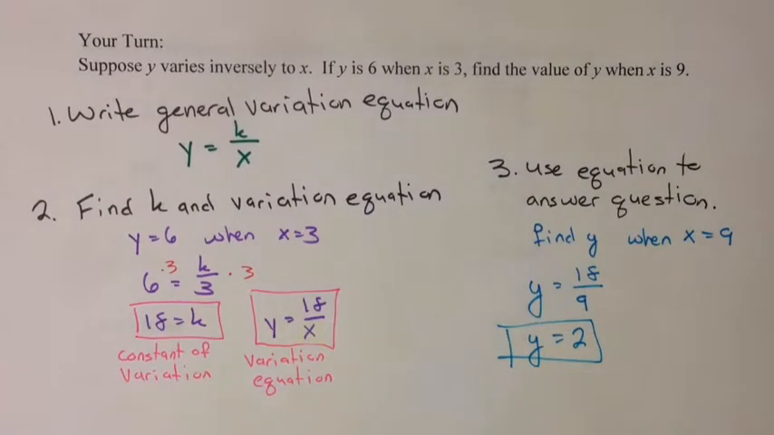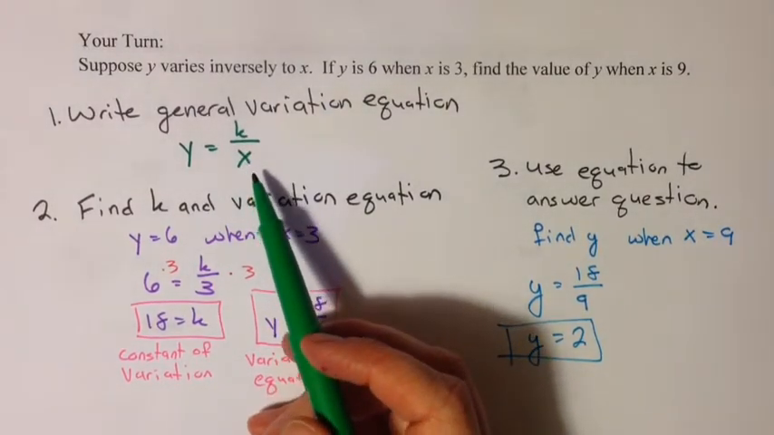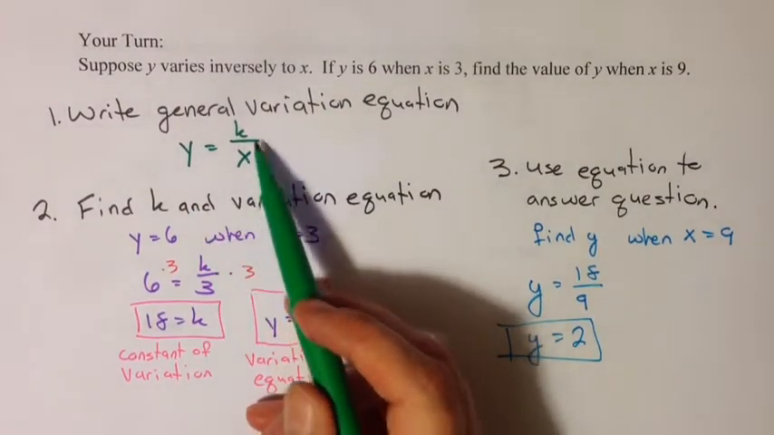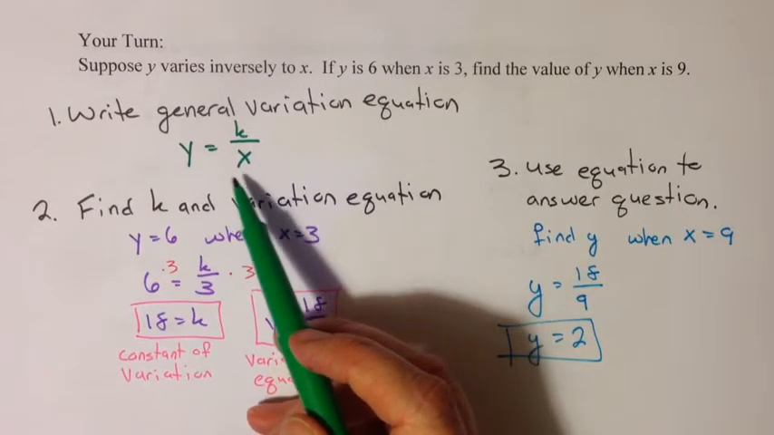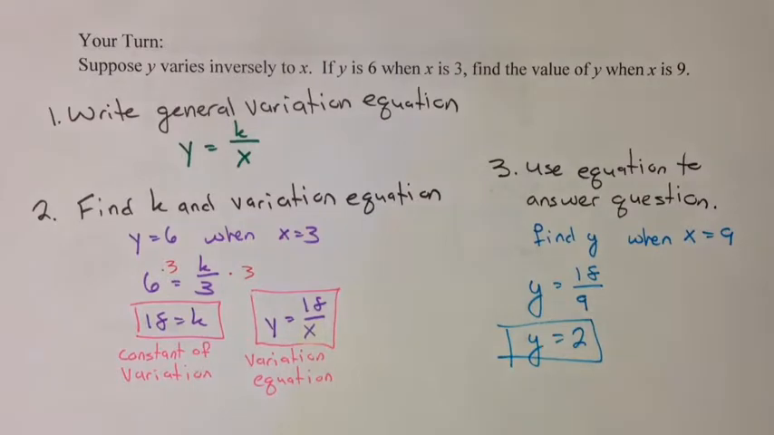And we're back. So this problem says that y varies inversely to x. So in our first step, when we write down the general variation equation, we're going to have y equals k over x. Because we're varying inversely with x, the x goes on the bottom of the fraction, but we still need our constant of variation in there. Next up, we find k and write down our variation equation.